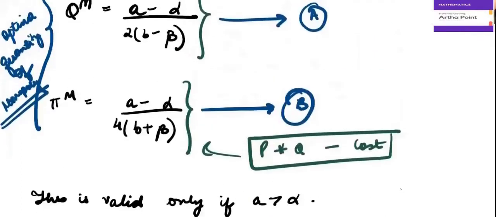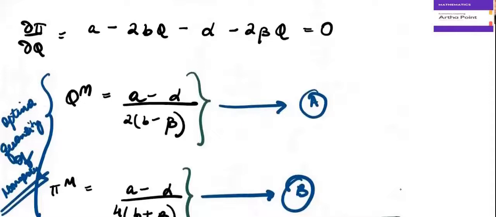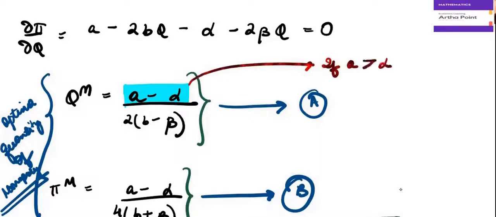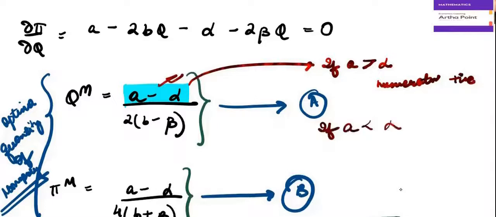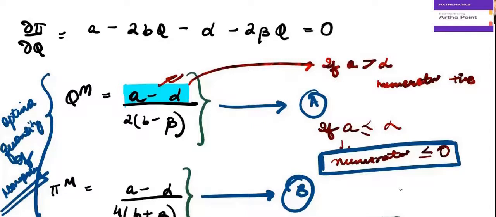Now let's go ahead and check the validity of quantity. See, in the numerator, I see that I have A minus alpha. If A is greater than alpha, then the numerator is positive. Then I have some quantity which I am producing. But if A is less than alpha, or maybe equal to alpha also, my numerator is less than or equal to 0. And if my numerator is less than or equal to 0, then in that case, my optimal quantity would be 0. I don't want to produce in that case.